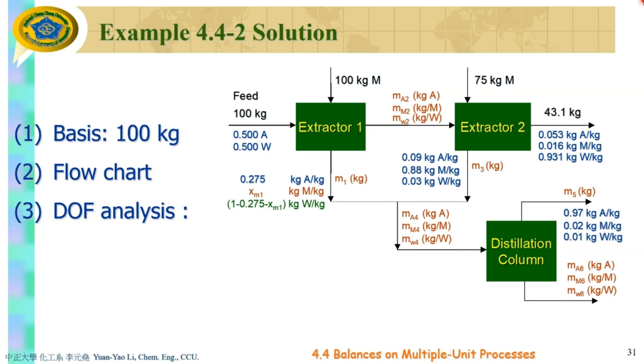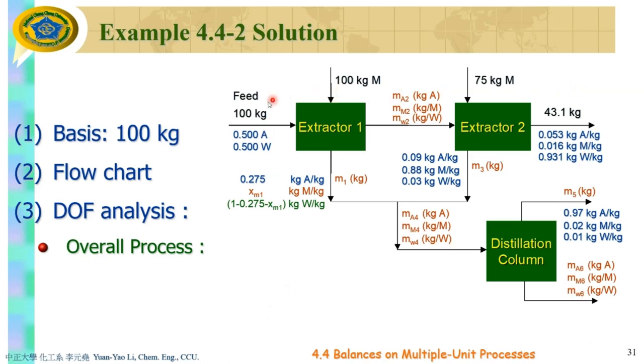And now, let's do the DOF analysis. First of all, the overall process. Please tell me how many inputs and how many outputs. Anybody tell me? You just played Kahoot, right? So, you have 3 inputs and 3 outputs.